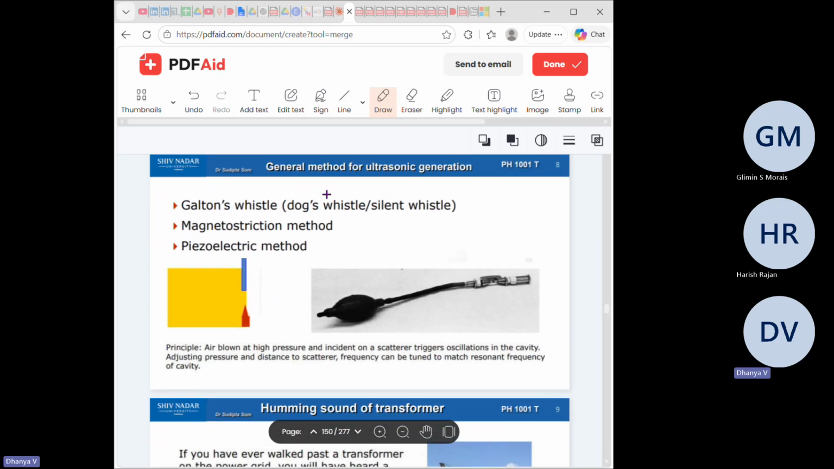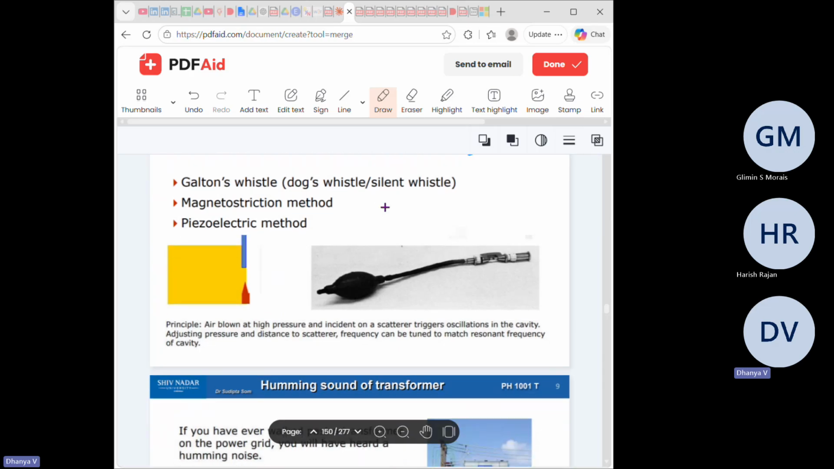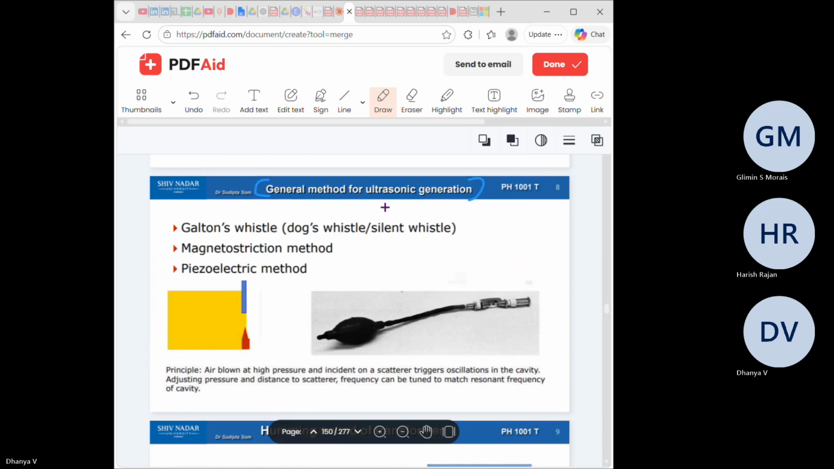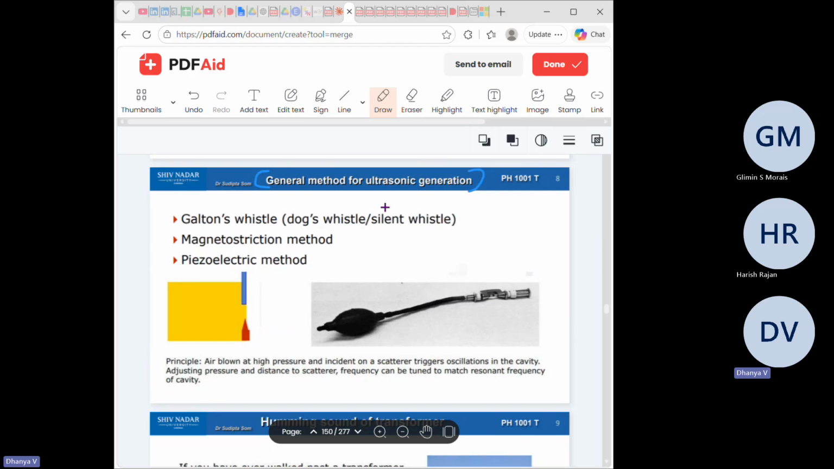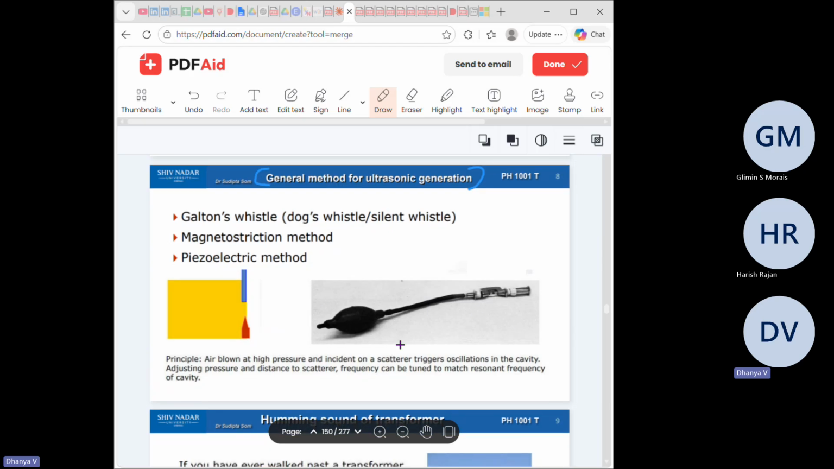Okay, now general methods for ultrasonic generation. There are three methods. From now on, all of this is slightly important. You just need to know everything as a question. If they ask you the question, just know what to write and what to draw. What are the main things that you have to write?